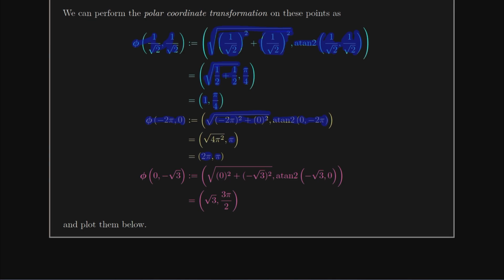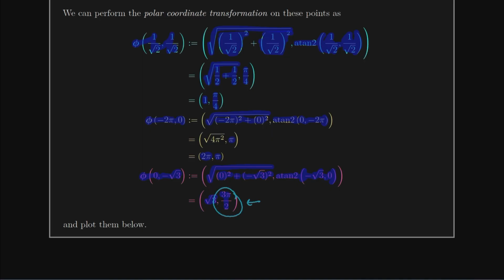So that's going to give me pi. We can also take the polar coordinate transformation of 0 comma negative root 3. The square root of 0 squared plus negative root 3 squared is just going to give me root 3. And then atan2 of the y component, negative root 3, comma the x component, 0. Atan2, that's straight down on the unit circle. And straight down on the unit circle is an angle of, well, I wrote it as 3 pi over 2.